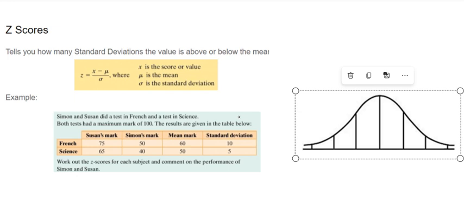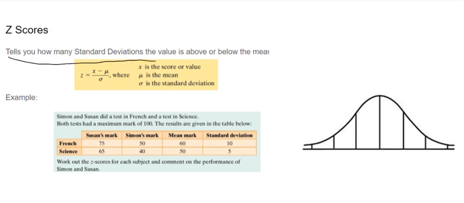Hi folks, so this is about z-scores on the normal distribution. So the z-score, it says here, tells you how many standard deviations the value is above or below the mean. So I'm going to do an example here.